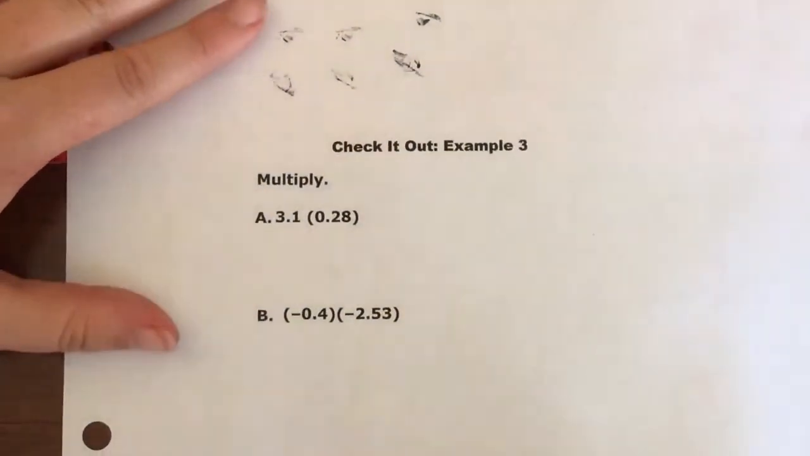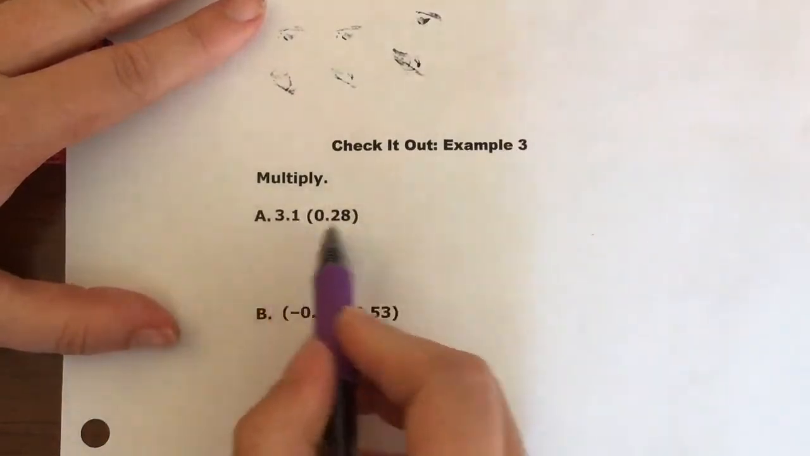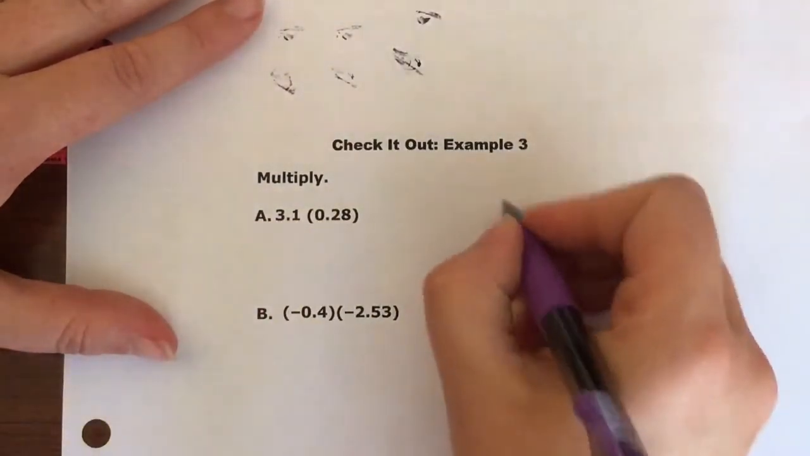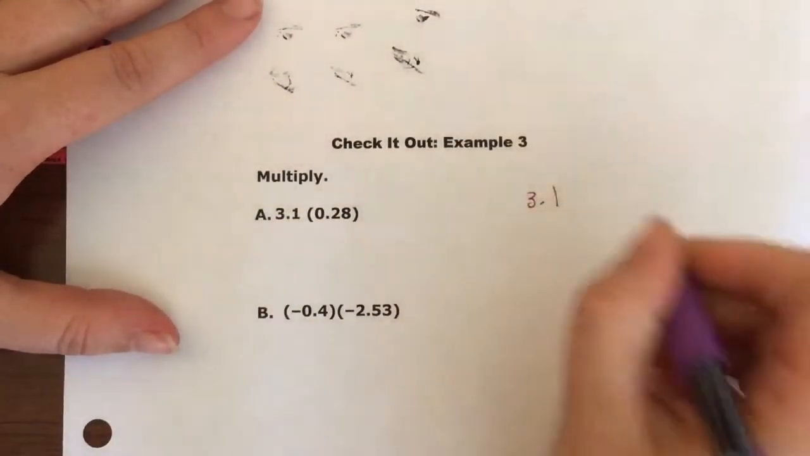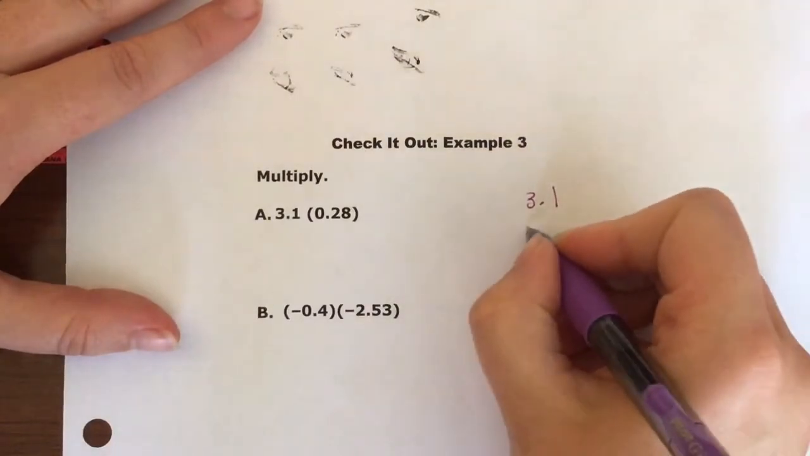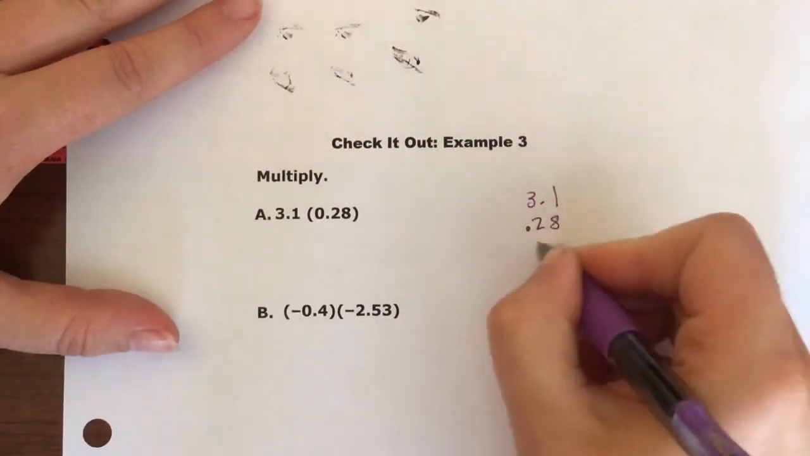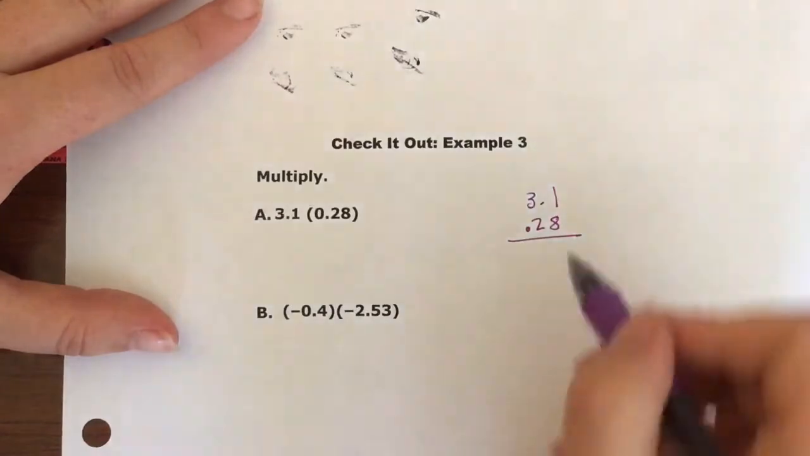All right, we are back. Let's see how you guys did. Okay, we have a positive number and a positive number. We're just going to go ahead and do the multiplication. I'd really like you guys to do this multiplication by hand. And we're just going to do it.